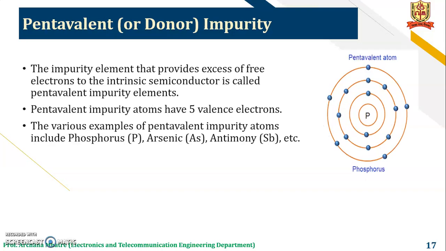Next is a pentavalent impurity, also called donor impurity, because it has 5 electrons in its outermost orbit. Now this is the phosphorus atom. You can see that the phosphorus atom has 5 electrons in its outermost orbit, so it is a pentavalent atom. The impurity element that provides excess free electrons to the intrinsic semiconductor is called a pentavalent impurity element. The pentavalent impurity atom has 5 valence electrons. Various examples of pentavalent atoms are phosphorus, arsenic, antimony, etc. So this atom has 5 electrons in its outermost orbit.